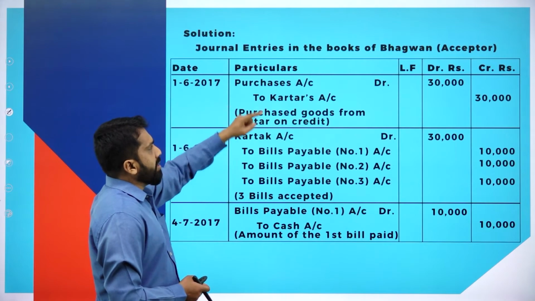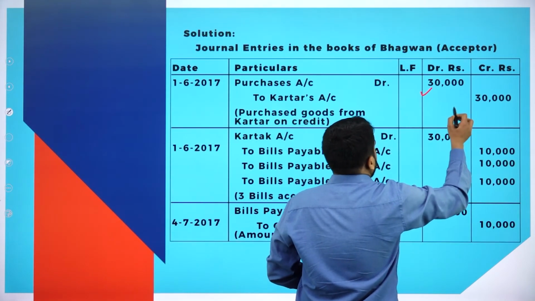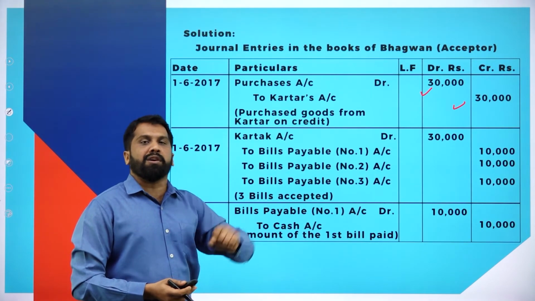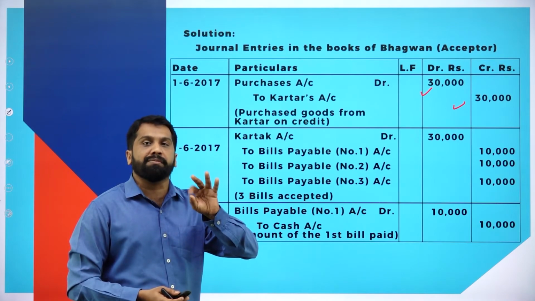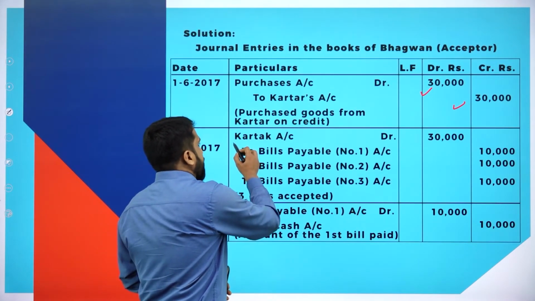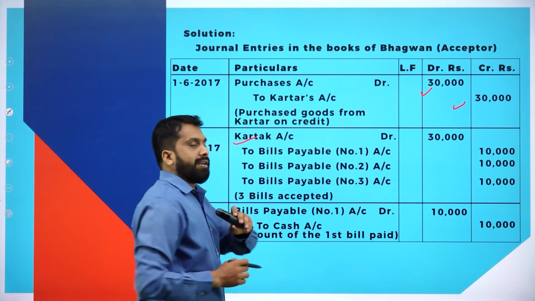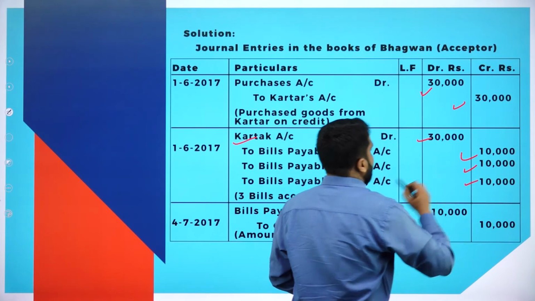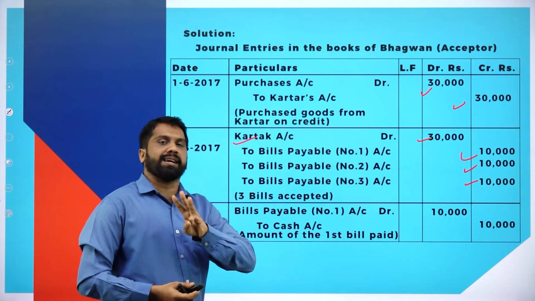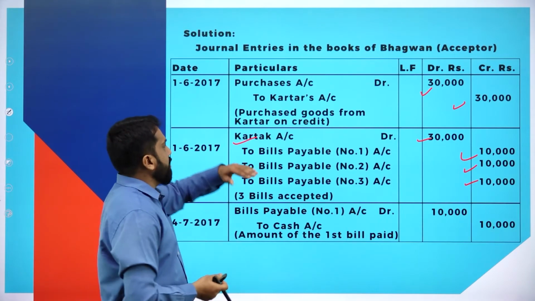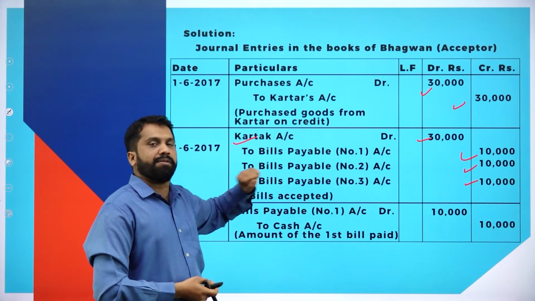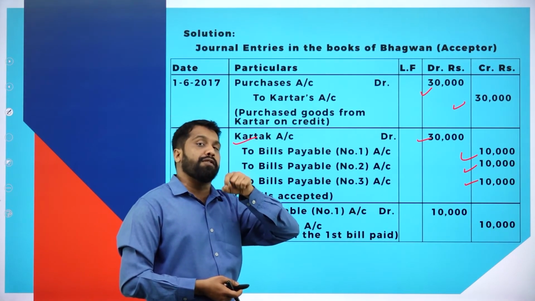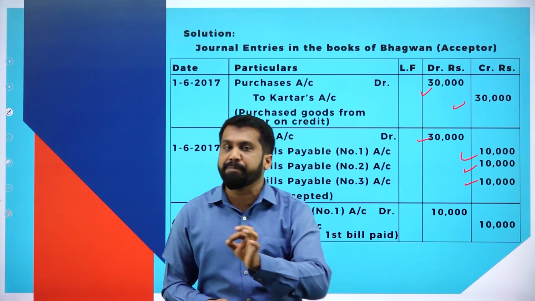Purchase account debit to seller. Overall value is 30,000 and 30,000. Clear? Yes. For all 30,000, what has the buyer given? Bills given. Now, Kartak means owner. So the value is 30,000: bill number 1, bill number 2, bill number 3. Total 3 bills are given. Hope you are clear. Karta means owner. Owner account debit to bills receivable.